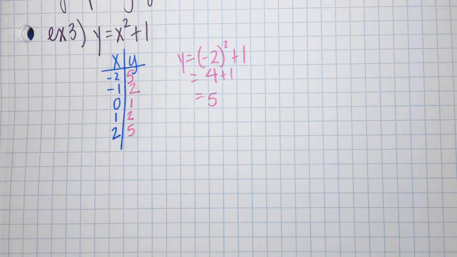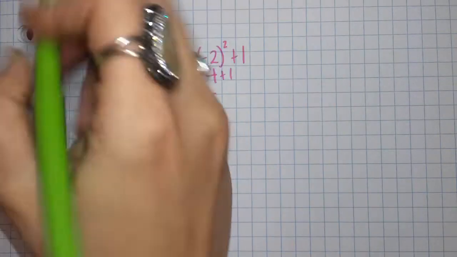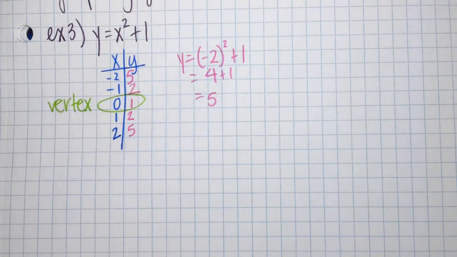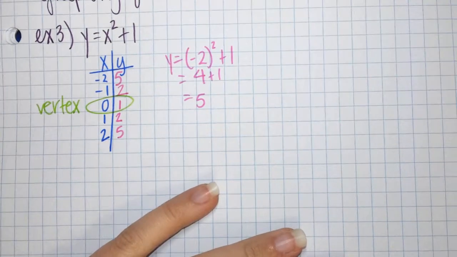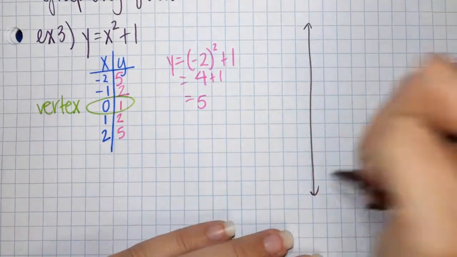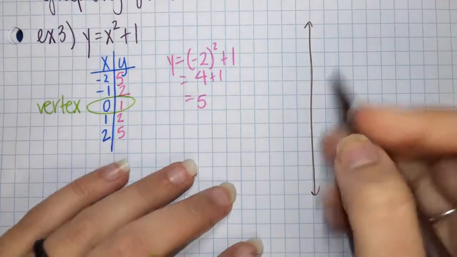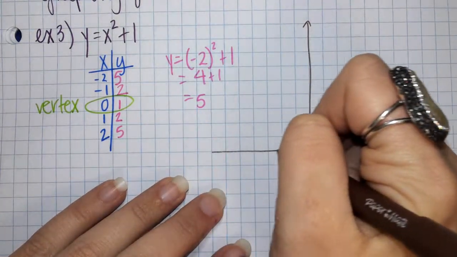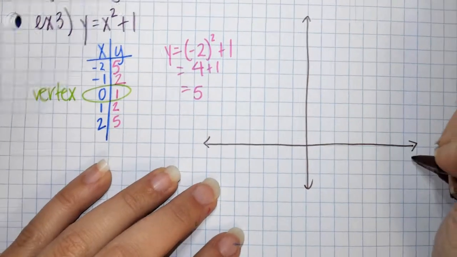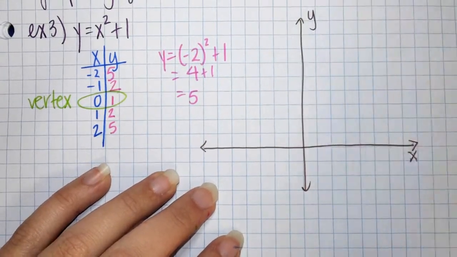Which one doesn't repeat? 1. So this is our vertex. 0, 1. Okay. Draw your coordinate plane. And since we're going up, we're going to make our y-axis down here. Or x-axis. I got excited. So this is x. This is y.